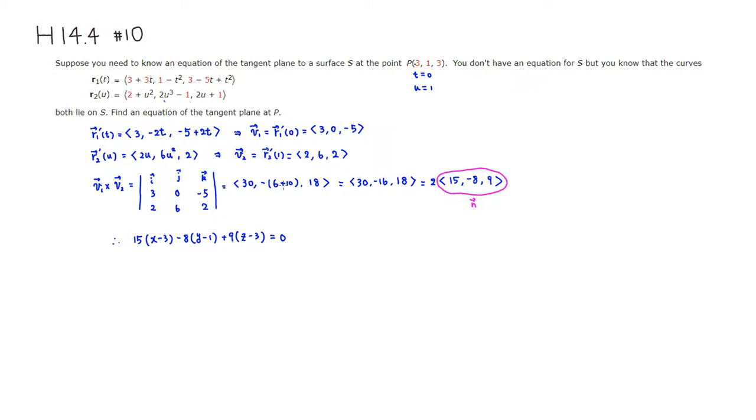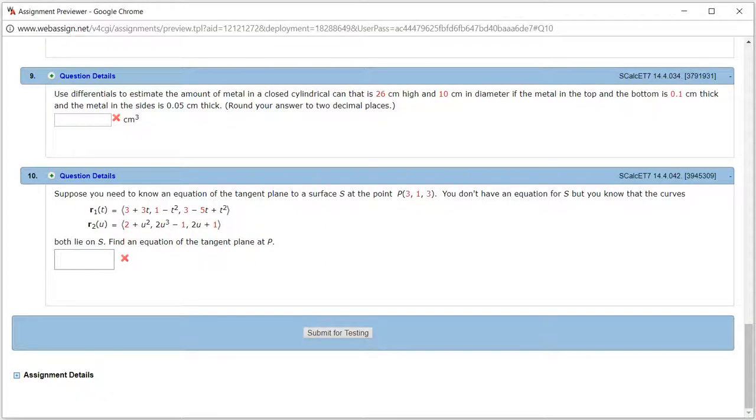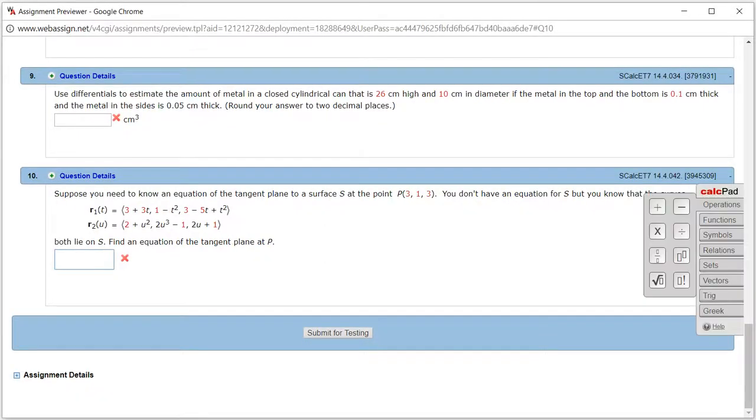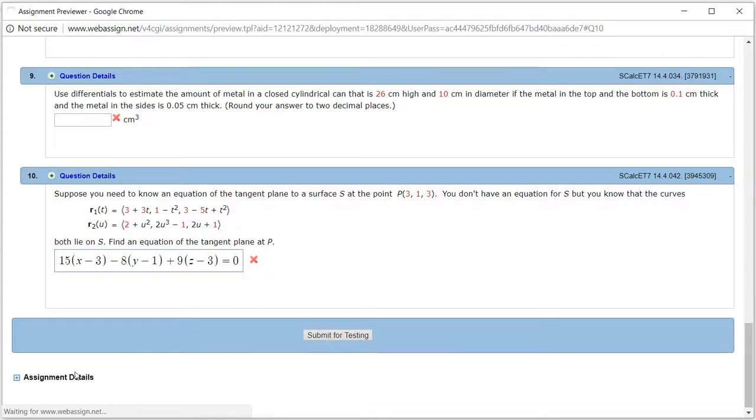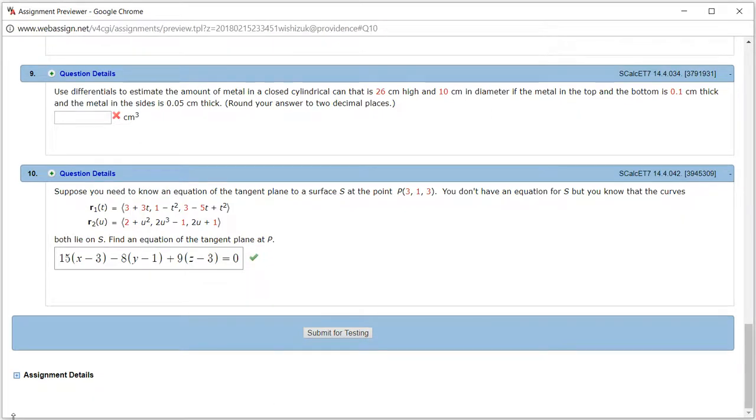So let's type it in. We got 15(x minus 3) minus 8(y minus 1) plus 9(z minus 3) equal to 0. All right, so let's submit for testing. It came back and looks like we got this one correctly.